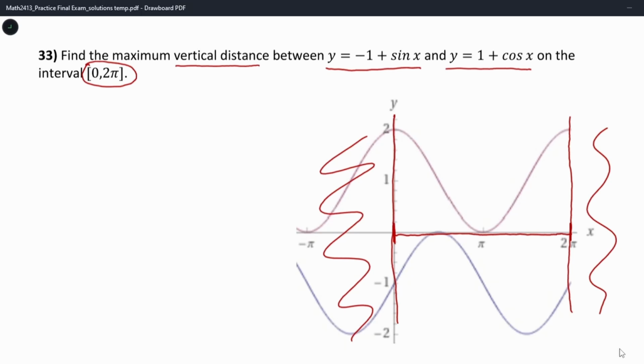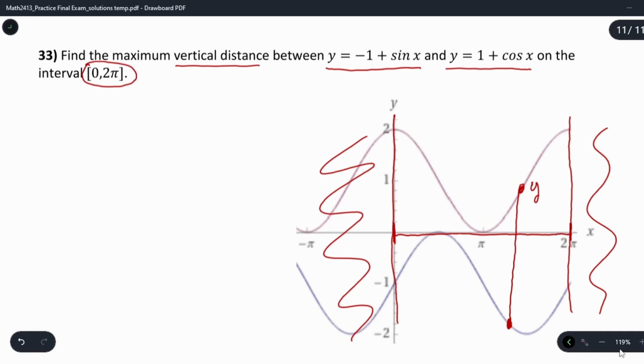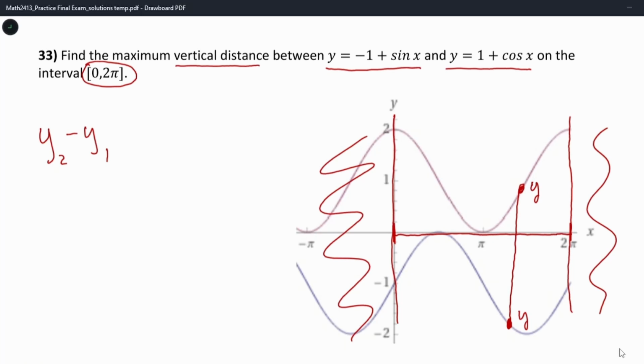Now, if you think about it, what we're really asking for is, if I look at just a couple of points here, making sure that this is going to be vertical, we're looking at the difference from this y value to this y. Okay, so let's simplify it. We're looking for y2 minus y1. That is the vertical distance between the two graphs. We need to identify which of these equations represents the top graph and which one is the bottom. Okay, so how do we do that?